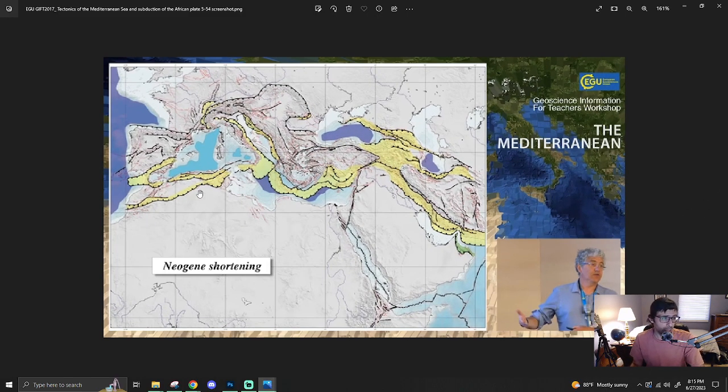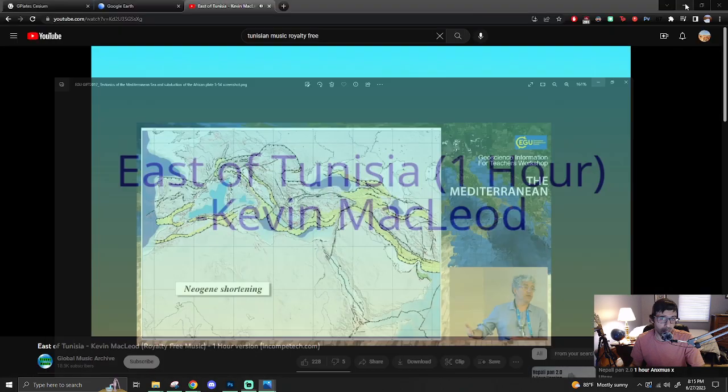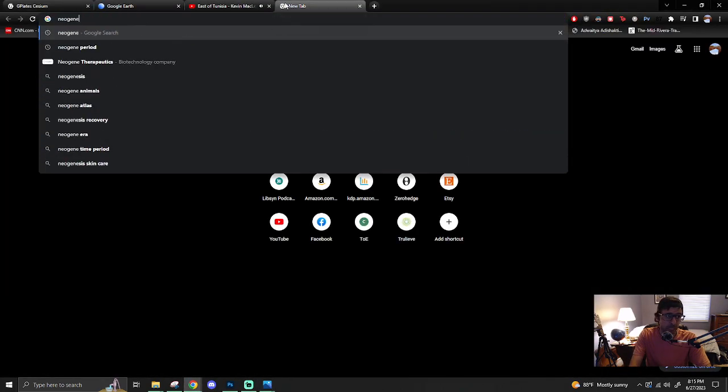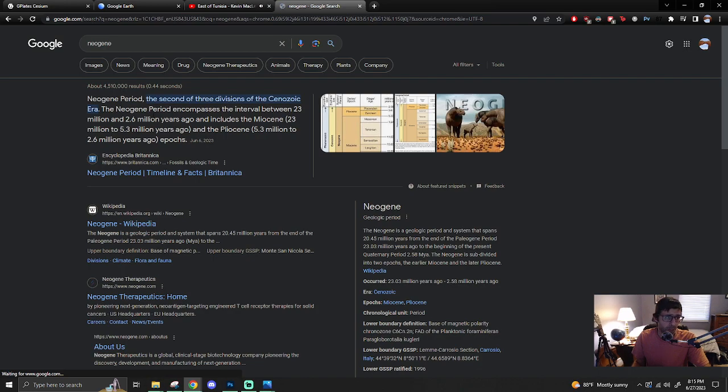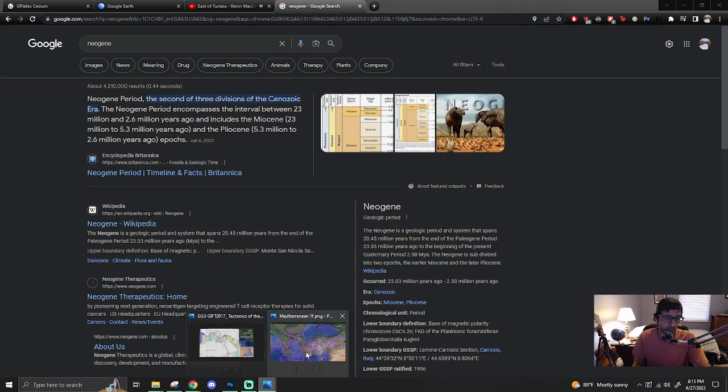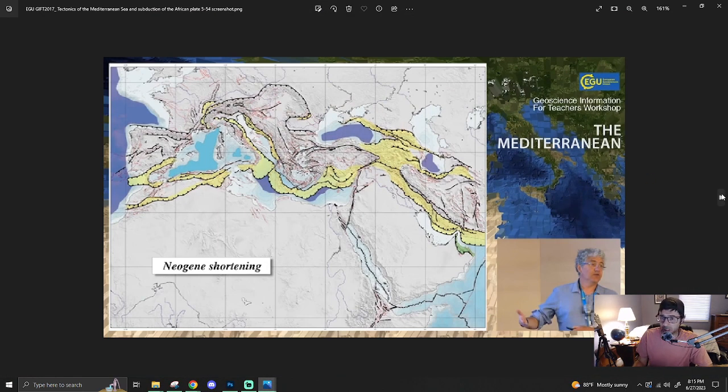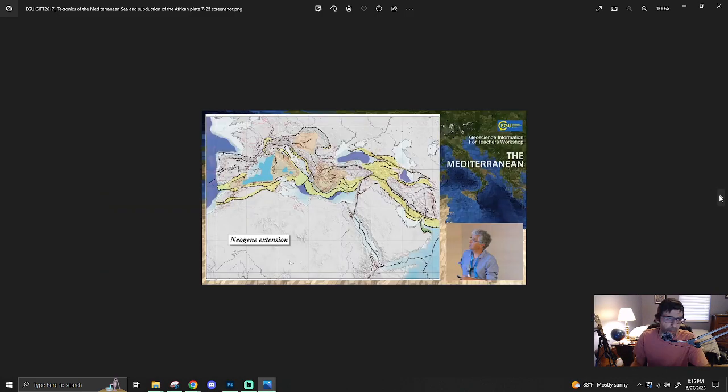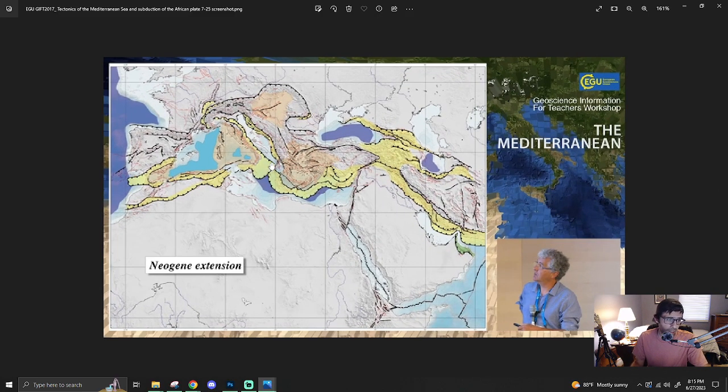And then shortening. So I guess these regions compacted. I can't remember now. Neogene, let's just confirm when that is. 23 to 2.6. Okay, I was thinking 23, but I was thinking the Miocene. I don't know. But 23 to 2.6, somewhere in there, this shortening is occurring. And then extension.